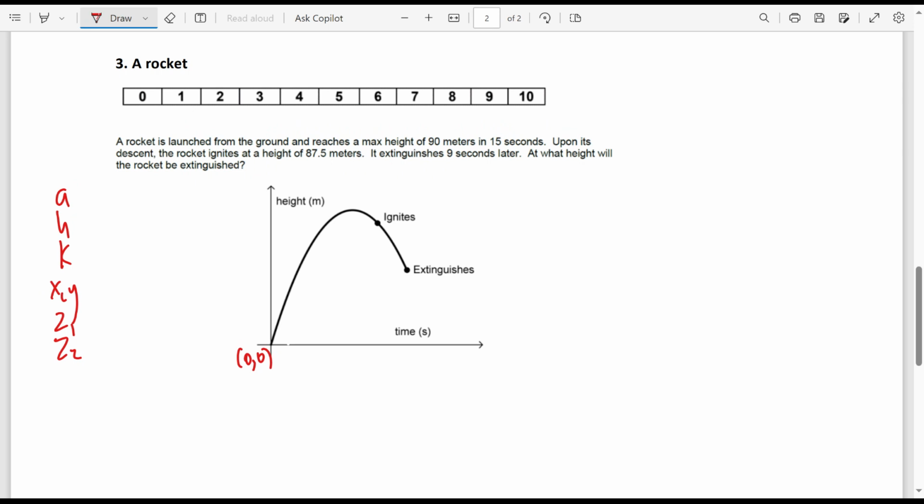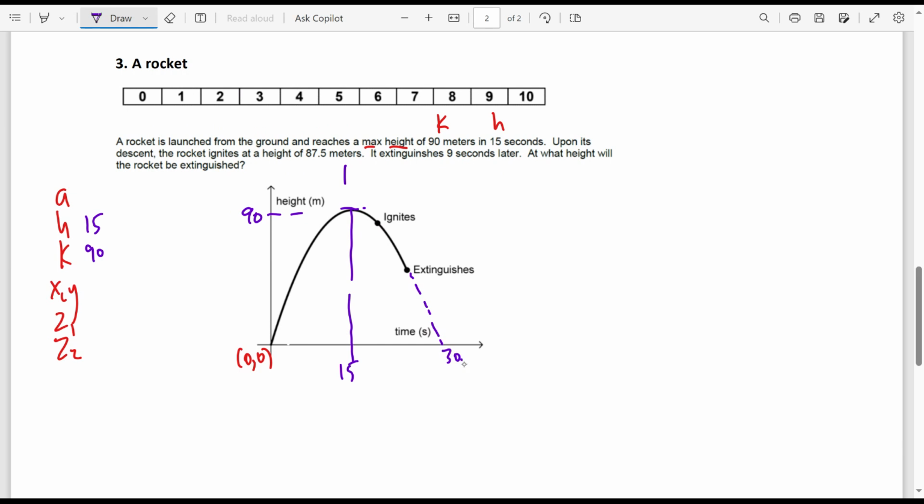Now, the important part. A lot of people wrote this as 90 and 15, but we know that max height is always K. And we know that whatever X value is paired with that, so 15 seconds, that one is going to be the H. So that was the big thing that people were confusing, is my H is 15, my K is 90, because it says max height is 90. So what it's telling you is that height is 90, axis of symmetry is 15, which you can even extrapolate.